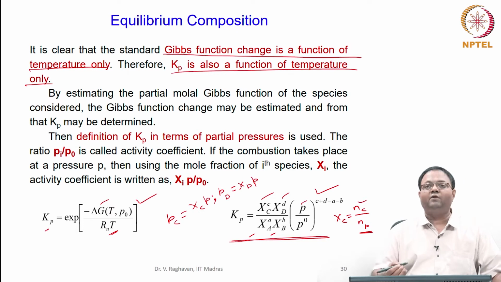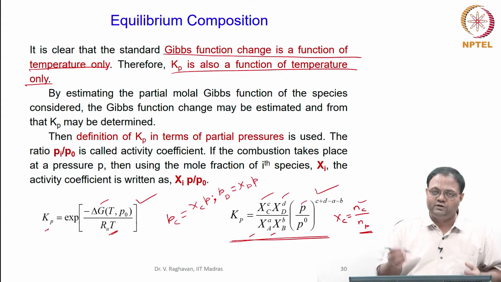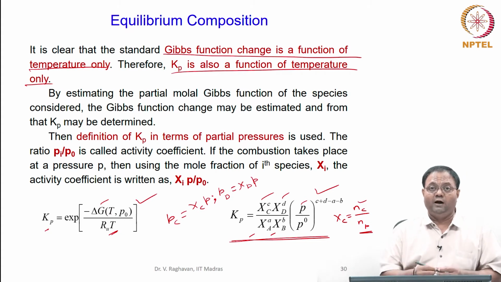So, the procedure of calculating the equilibrium product composition is: first you find the Gibbs free energy of the individual species, then calculate the standard Gibbs function change at a given temperature at the reference pressure of 1 atmosphere.